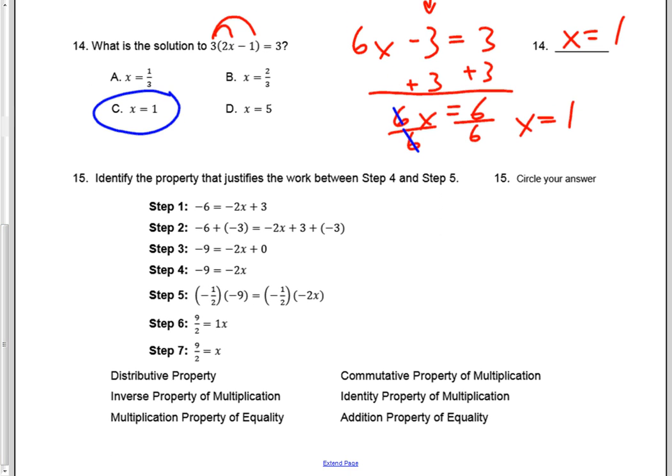Down here, we're looking for step 4 to step 5. What's happening between step 4 and step 5? What number is being introduced? What number is there that wasn't there in step 4?